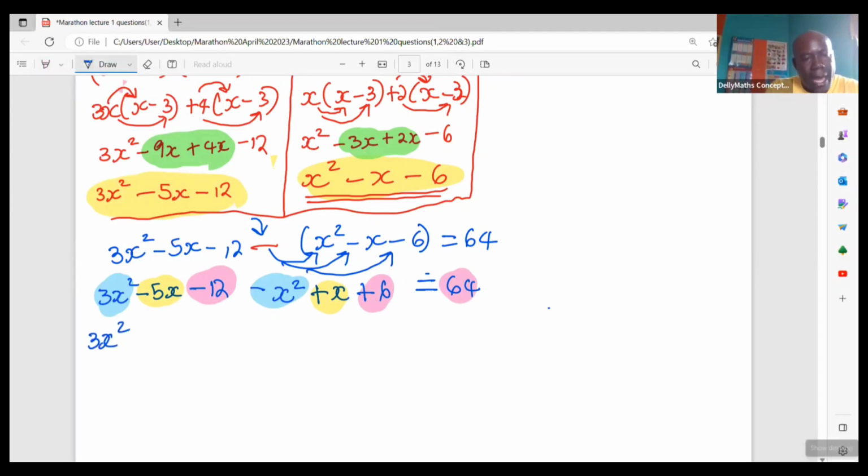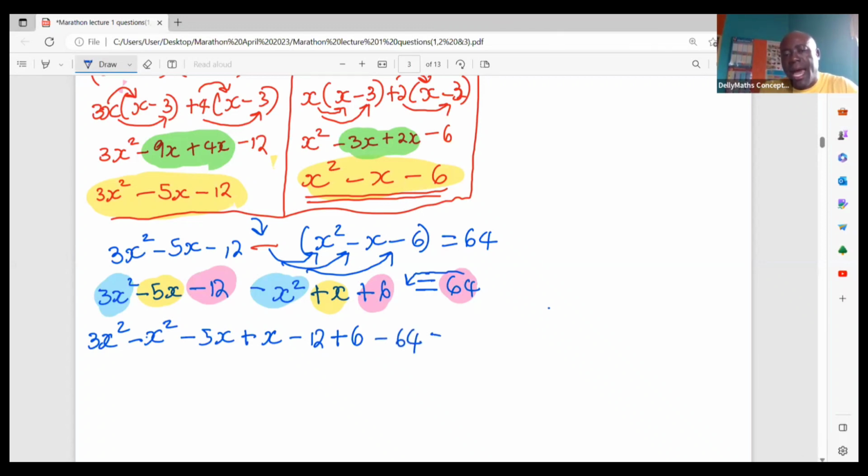Come back. Minus x squared minus 5x plus x minus 12 plus 6. And I'm going to say to the class that you would agree with me that this is going to come across. And when it comes over, it's not going to be a positive anymore. It's going to be a minus 64. And then you're going to be left with 0. X squared negative 4x. And you put all of this together, the negative 12 plus 6 and the negative 64, you're going to get negative 70. And that is equal to 0.